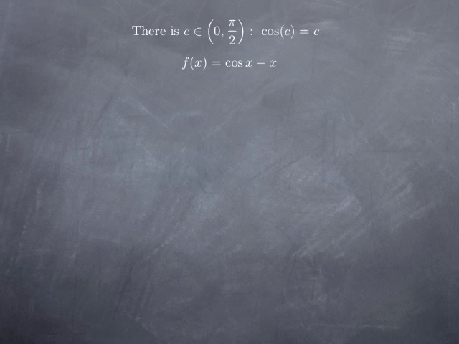However, we can still use it to try to solve this equation numerically, in other words, to find an approximation of the solution. Indeed, the way we have justified that there is such a c is by considering this continuous function cosine x minus x and observing that it takes a positive value at 0 and a negative value at pi over 2. And by continuity, somewhere between 0 and pi over 2, the function f has to take the value 0.